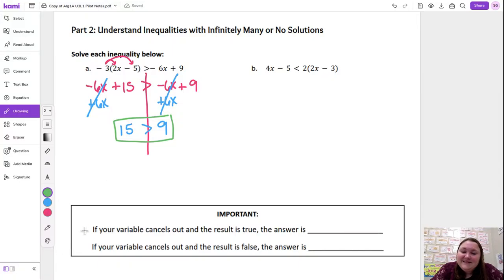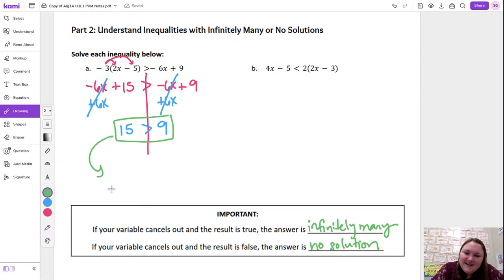If your variables cancel out and the result is a true statement, the answer is going to be infinitely many solutions. And if your variables cancel out and the result is false, the answer is no solution. Similar to what we did with systems of equations. So here, 15 is greater than 9. Is that true? Yeah, 15 is greater than 9.